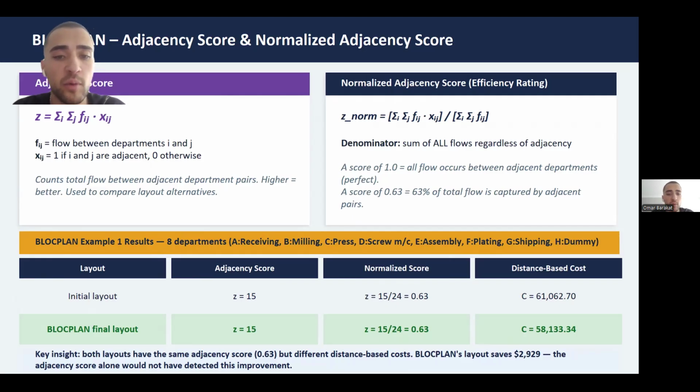In the 8 department worked example, both the initial layout and block plan's final layout produce the same adjacency score of 15 and the same normalized score of 0.63. If you evaluated solely on the adjacency-based objective, you would conclude that the layouts are equivalent and block plan offered no improvement. By evaluating on the distance-based total cost, the adjacency-based score missed the improvement entirely. This is exactly why the slides say when the adjacency score is equal between two layouts, evaluate using the distance-based cost before making a final decision.